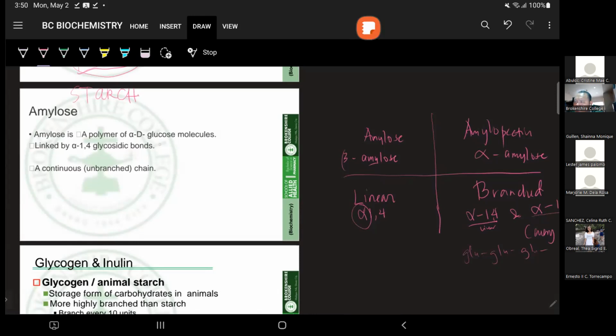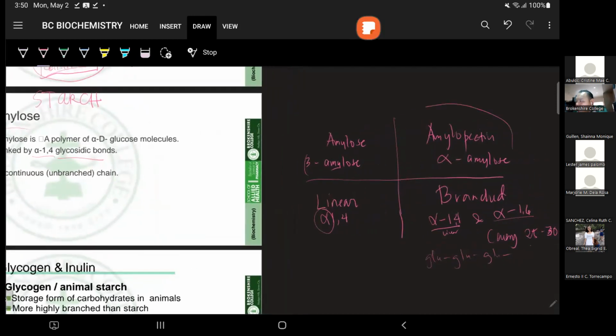So amylose is a polymer of alpha-D-glucose molecules linked with an alpha-1,4 glycosidic bond. A continuous unbranched chain is your amylose. Pag branched na siya, amylopectin. Okay? Do you follow, students? So again, dalawang component ng ating starch. Amylose component, linear. Amylopectin, alpha amylose, branched.